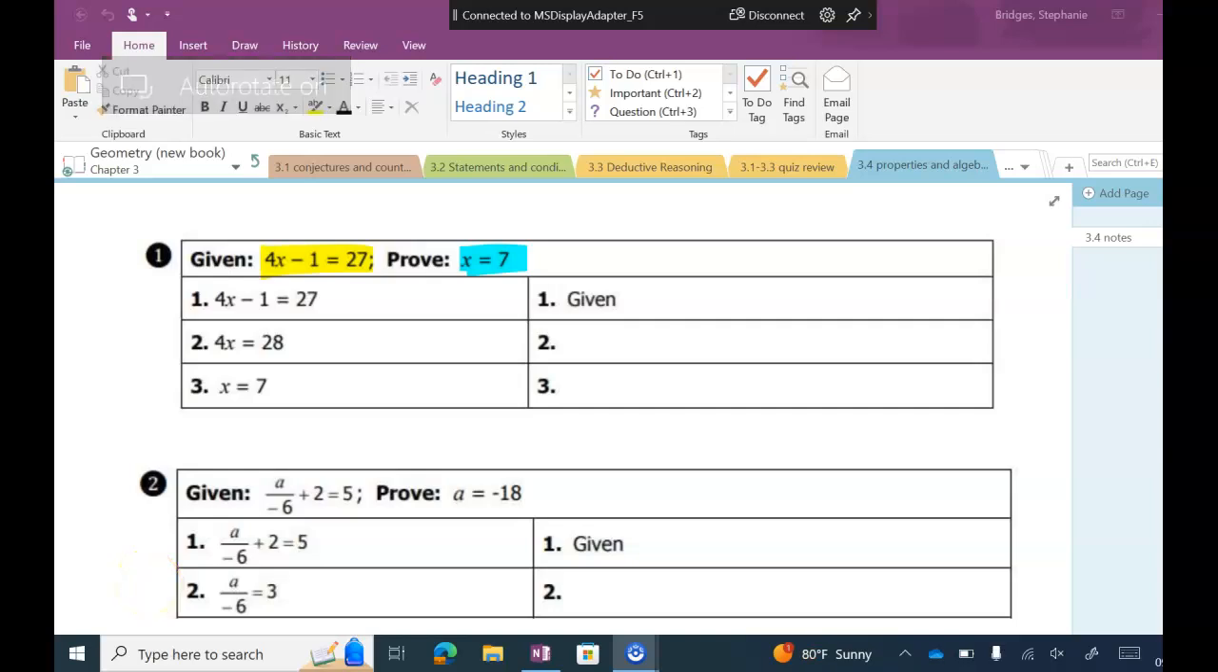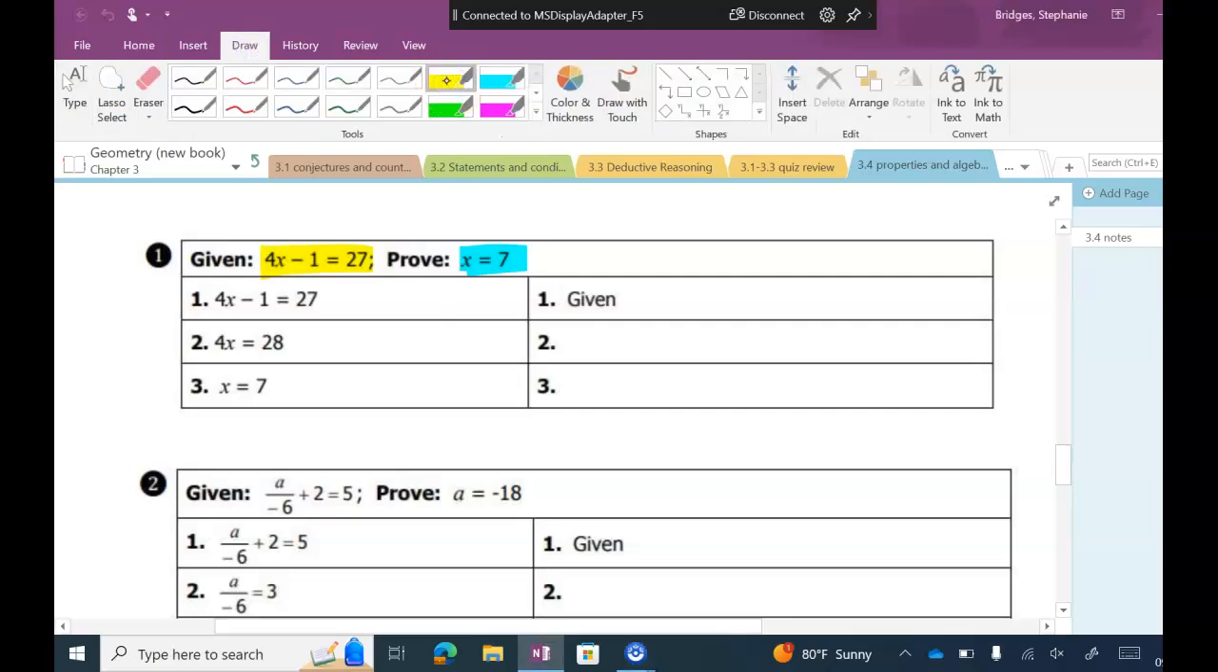Okay, so if you see, I have the given stuff highlighted in yellow, 4x minus 1 equals 27. And if you'll notice, that is exactly the same as that first statement here in my proof. Your first statement and your first reason will always be what is given to you. Don't start again, okay? First statement and first reason is always your given information. You do not have to think about that. When we do our proofs, we should never miss that step because it will never change.